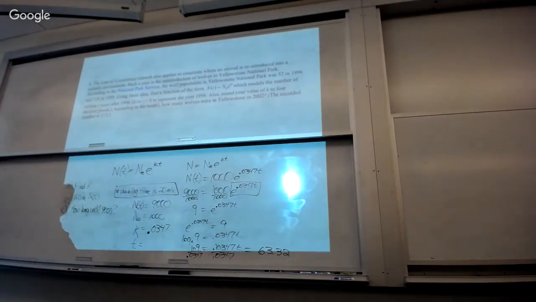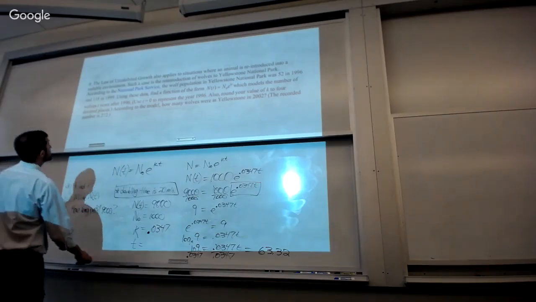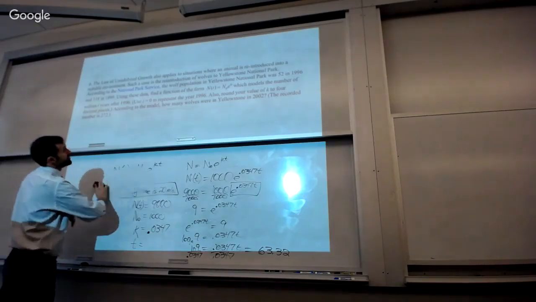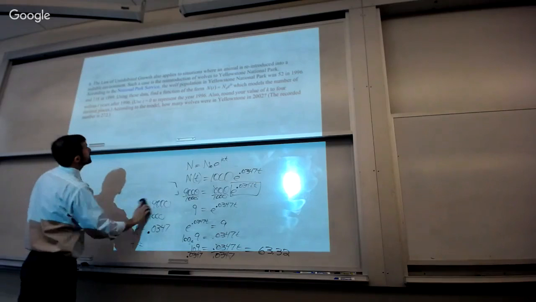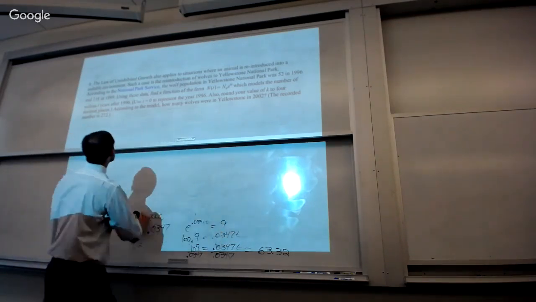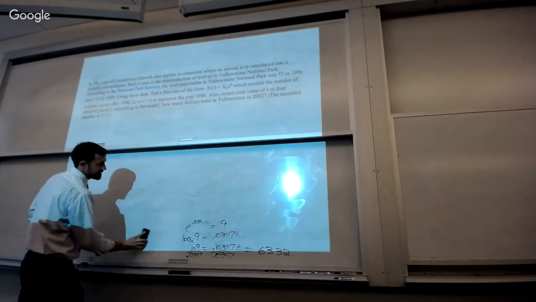It says here the law of uninhibited growth applies to situations where an animal is reintroduced into a suitable environment. Such a case is the reintroduction of wolves into Yellowstone National Park. According to the National Park Service, the wolf population in Yellowstone was only 52 wolves in 1996 and 118 in 1999.